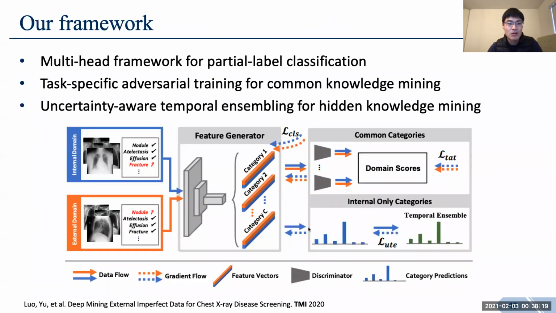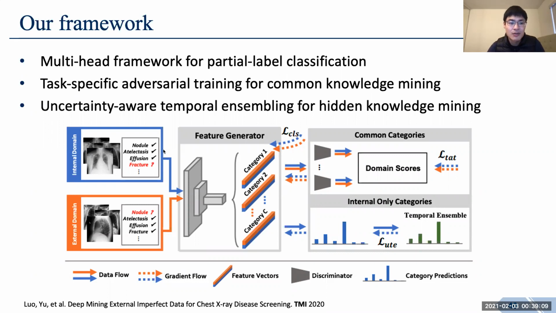And in this work, we propose a framework to handle the image discrepancy and the label discrepancy at the same time. Firstly, we formulate the framework as a multi-head framework, because this is a multi-label classification. So we use one head to classify each disease or each label, so that in this case, we can handle the partial label problem. For example, if the internal dataset has annotations for 4 diseases, we can calculate the loss for the corresponding 4 heads. And for another dataset, we can also calculate the loss for the corresponding heads.